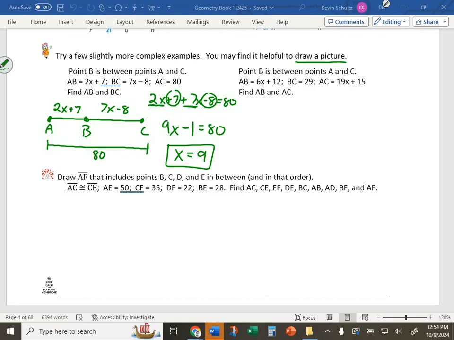If x is 9, how do we use that to get AB? Plug it back in. 2 times 9 plus 7 is what? 25. 7 times 9 minus 8 is what? 55. Do 25 and 55 add to make 80? Yes, they do. So it's easy to check it here, right?